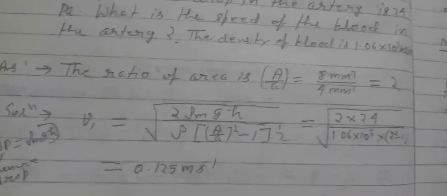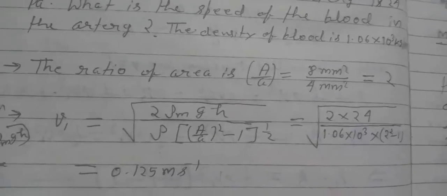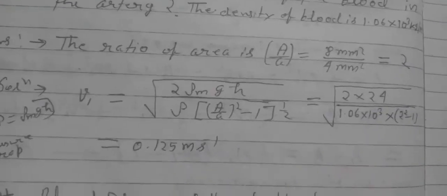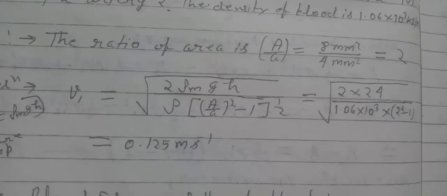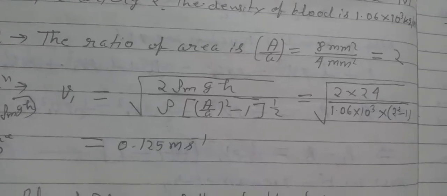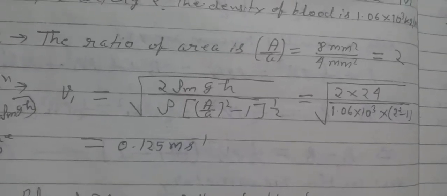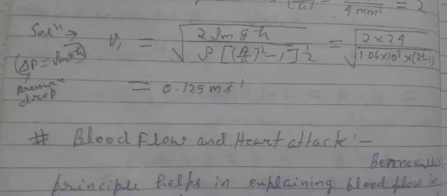Answer: the ratio of area A by a equals to 8 mm square by 4 mm square equals to 2. Hence we have the formula V1 equals to under root 2 into rho m into g into H by rho into, divided by rho into under bracket A by a to the whole square minus 1 to the power 1 by 2. Using all values we get 0.125 meter per second. Answer.